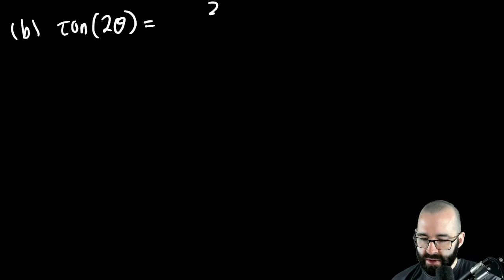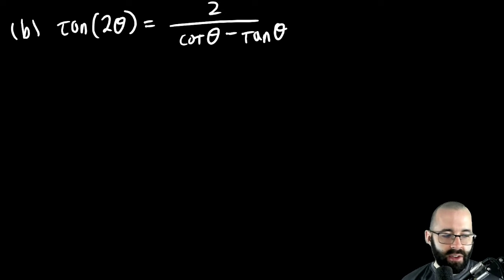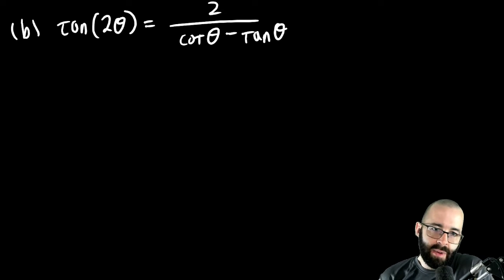Part B, verify this. The tangent of 2 theta equals 2 divided by the cotangent of theta minus the tangent of theta. This is really another example of that same phenomenon, that the right-hand side's messier. The right-hand side has more that we can do with it, but the left-hand side has the double angle formula.